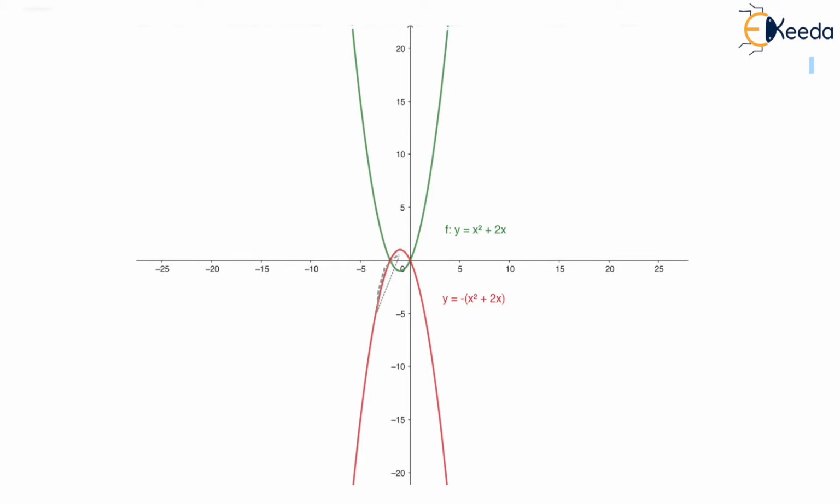So in this case, the new graph is a reflection of the original graph across the x-axis.